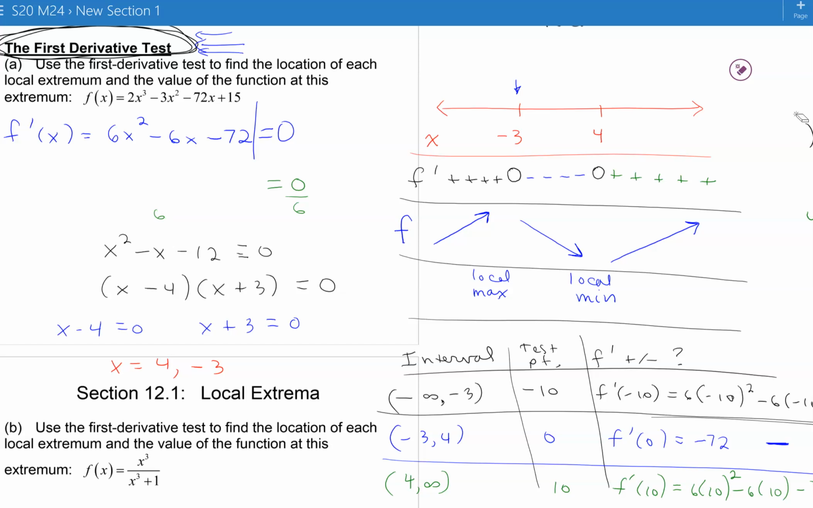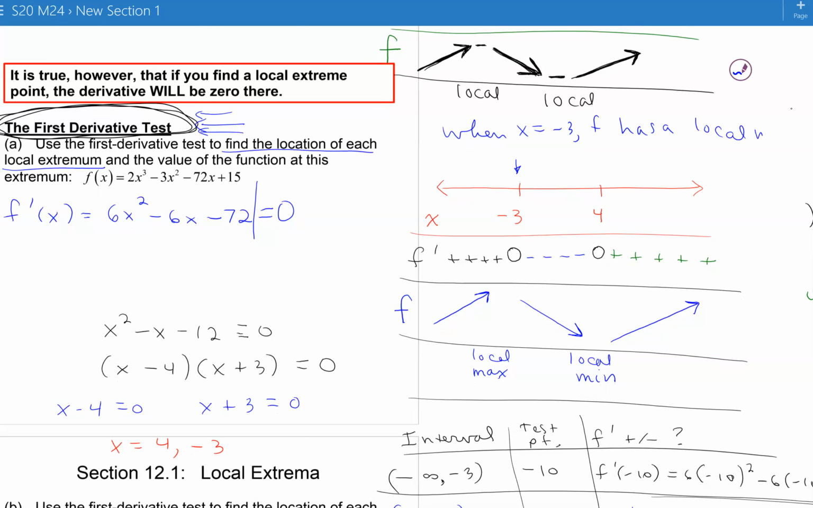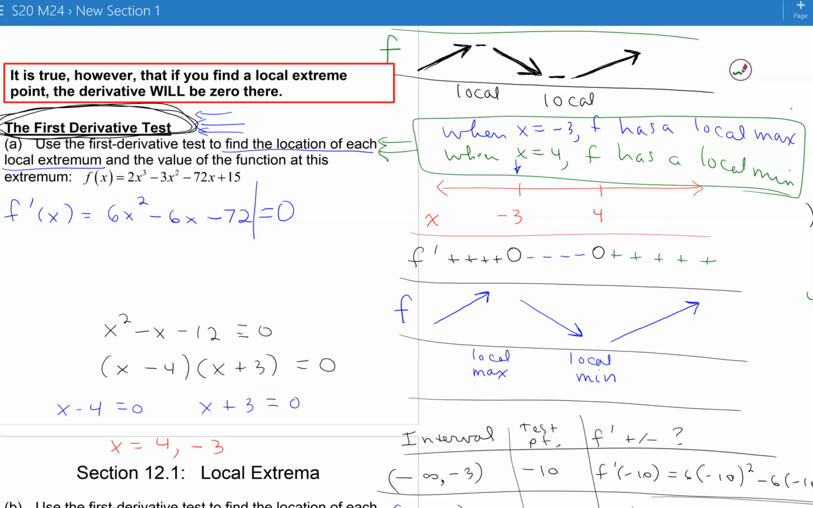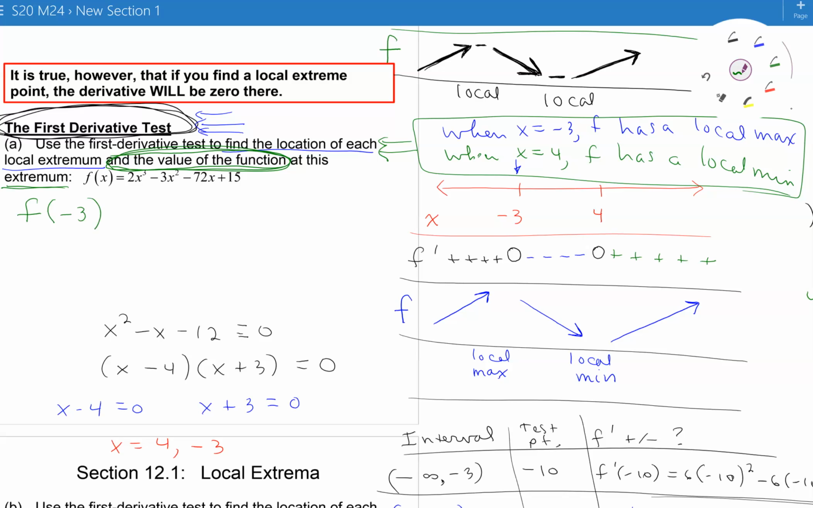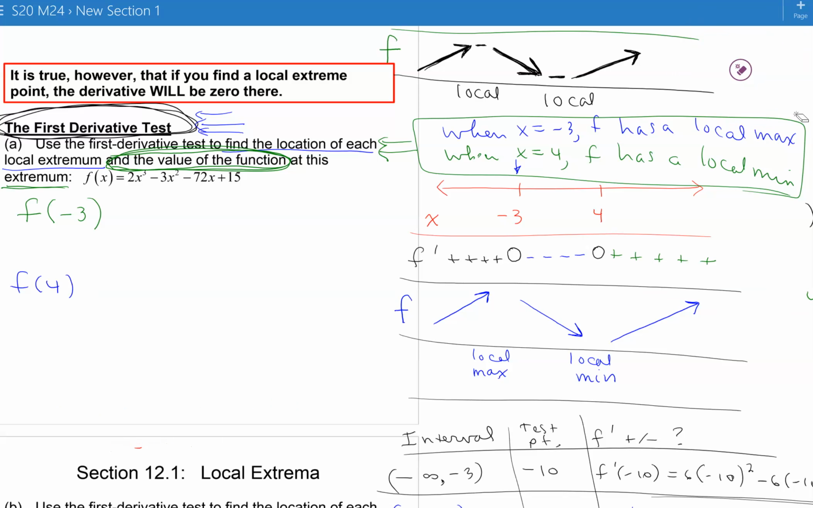So now let's talk about how we actually answer this question, because we've found the location of each extremum. So when x equals negative 3, f has a local max. And when x equals 4, f has a local min. So that's the answer to the location of each local extremum. Then we are also asked for the value of the function at this extremum. That means not the derivative. I want to know what f of -3 is and what f of 4 is.